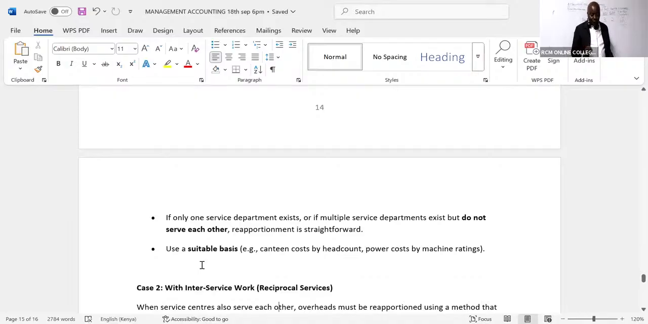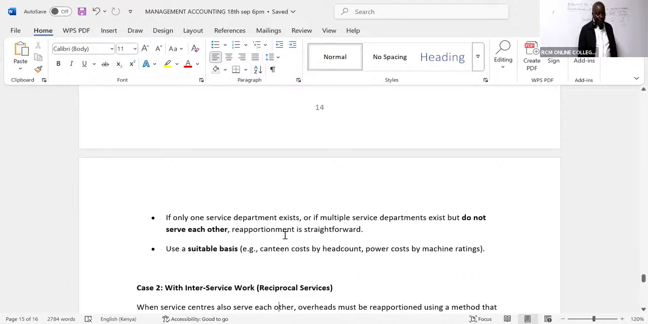So give me first dash: if only one service department exists, or if multiple service departments exist but do not serve each other, reapportionment is straightforward.